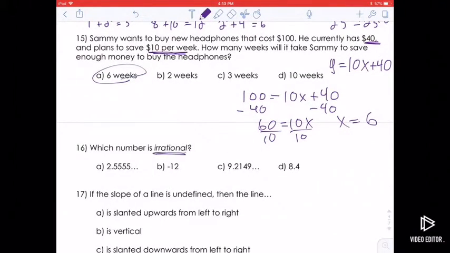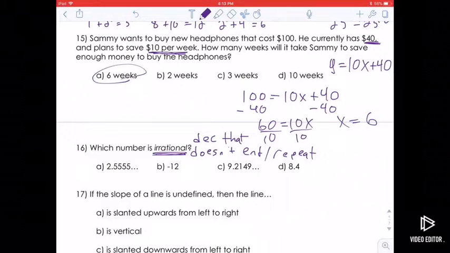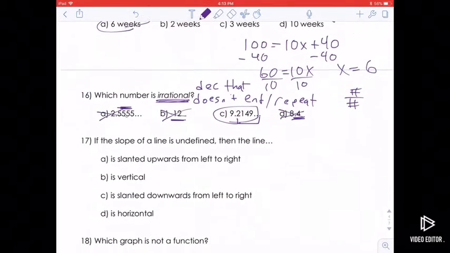Which number is irrational, a decimal that doesn't end or repeat, or a number that can't be turned into a fraction? Okay, 2.555, that's repeating, not irrational. Negative 12 is an integer, not irrational. 8.4, an ending decimal, not irrational. 2.149 keeps going, giving us answer choice C.